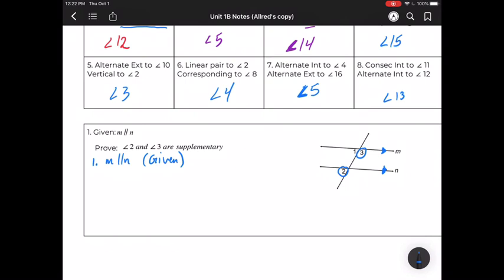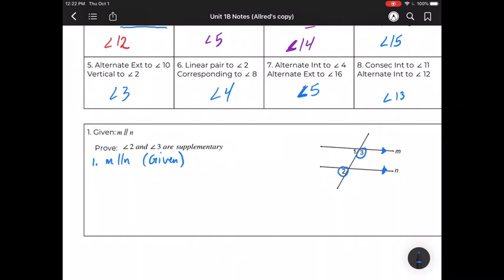Now, if you look at those, 2 and 3 are not any angle pair relationship we've talked about. They're not vertical. They're not linear pairs. They are not alternate interior. They're not alternate exterior. They're not consecutive interior. They're not corresponding. There is no angle relationship directly between 2 and 3, but we can still prove they're supplementary based on some other information.